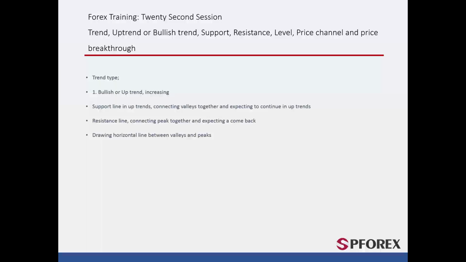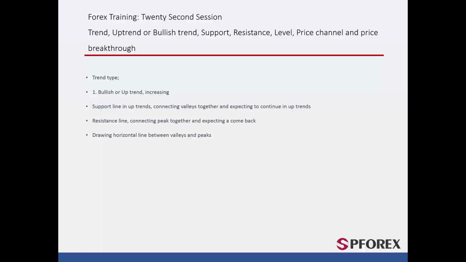The support line in bullish trends is shaped by connecting valleys of price waves, considering that new valleys are higher than the old ones. It is expected that the trend will continue in its current direction. The resistance line in bullish trends is formed by connecting peaks, which will represent an opposite effect on an uptrend movement to cause a downfall.